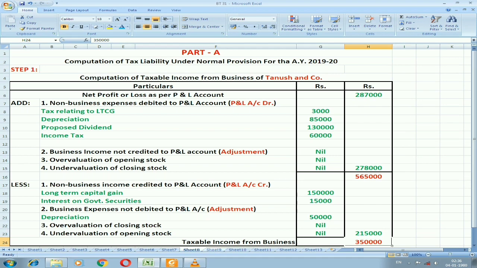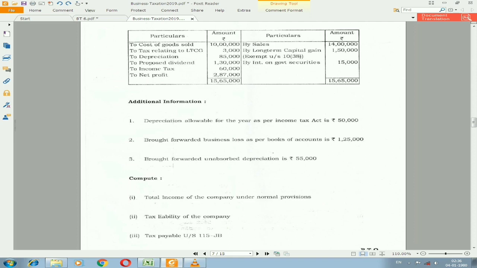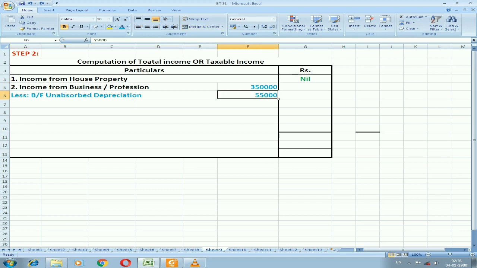We need to check whether they have given any loss or unabsorbed depreciation that we can deduct also. So let us check that in the illustration. We have one, brought forward business loss as per books. They have said that we are not going to take it because it is as per books. Then we have brought forward unabsorbed depreciation. They have not said it is as per income tax, but as per books of accounts, so unabsorbed depreciation will not be there. That is the reason it will be related to income tax. That is the reason I am deducting it from the business income.